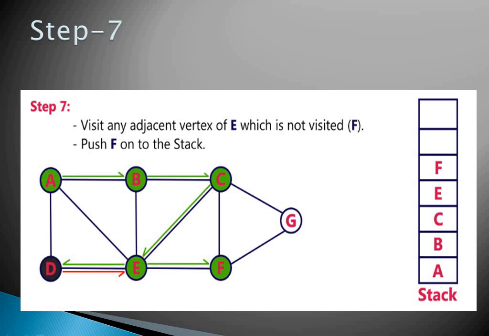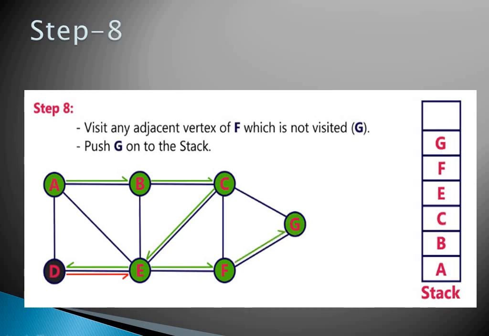So what next? After this, you have to just visit the next vertex, right? Whenever you come back to this E, the next non-visited vertex is F here. So you have to check the non-visited vertex here, and that will be added. So now F will be added to the stack. Visit any adjacent vertex of E which is not visited, so F will be added to the stack here.